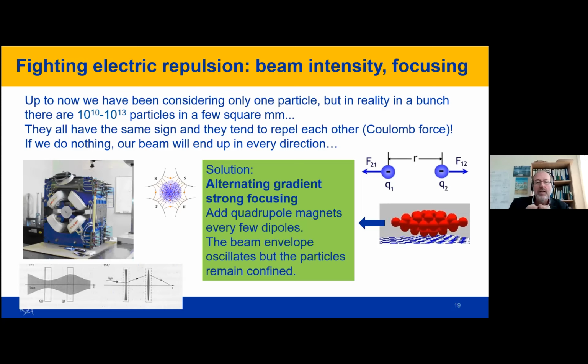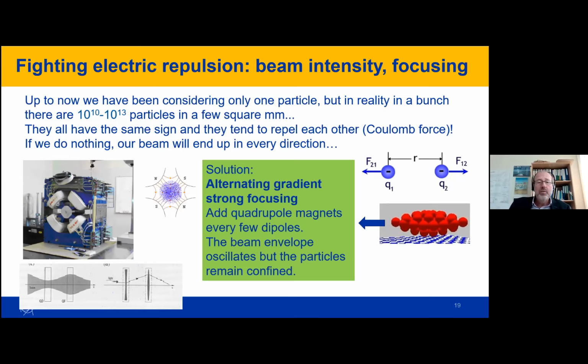But unfortunately, particles of the same sign have the tendency to repel each other. So if we want to create a beam of protons of 10 to the power of 10, 10 to the power of 14 particles in a few square millimeters, the size of a bunch of particles is 1-2 millimeters. So it's not zero, but there is a certain dimension. But if you do nothing, these particles will start to go in every direction, and you will basically lose your beam. So what can you do to do that?